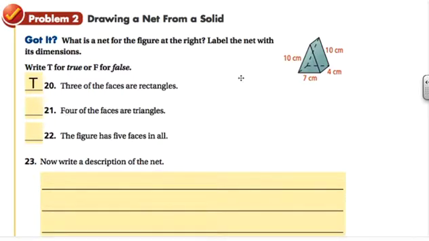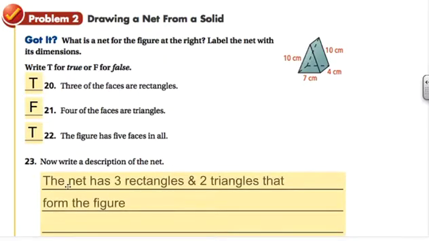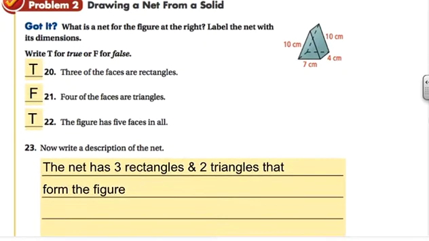4 of the faces are triangles. Well, that one is false. There's only 2 triangles. The figure has 5 faces total, and that is true. So to write a description of the net, we could say that it has 3 rectangles and 2 triangles that form the figure that we see.